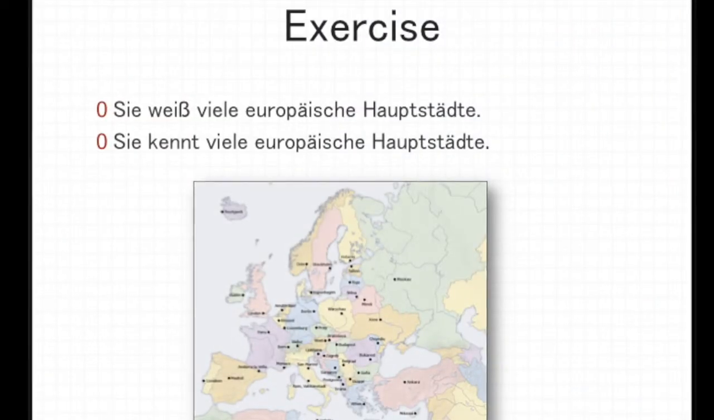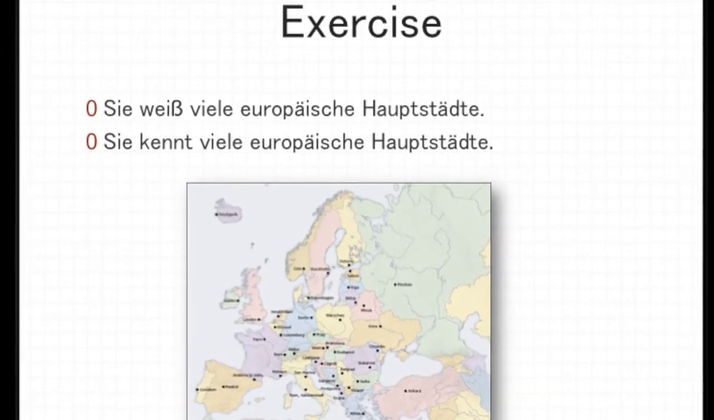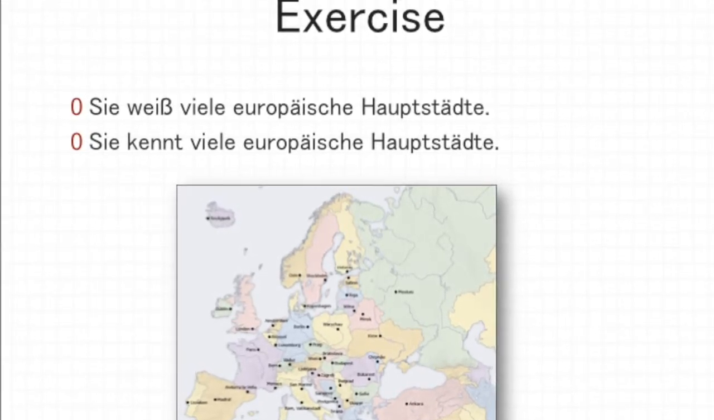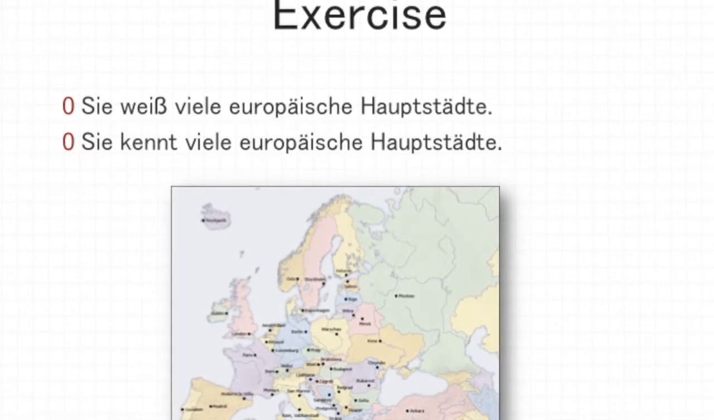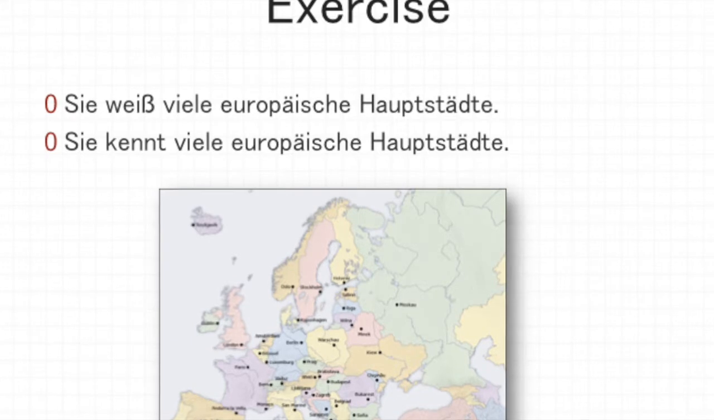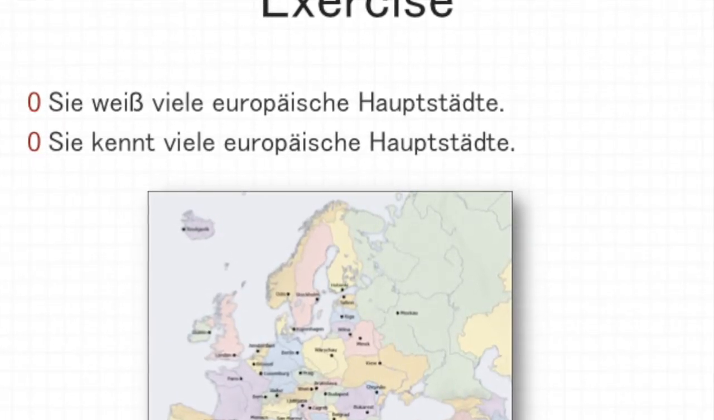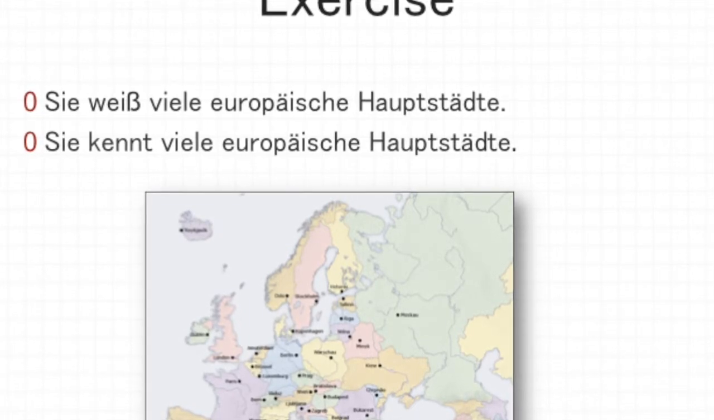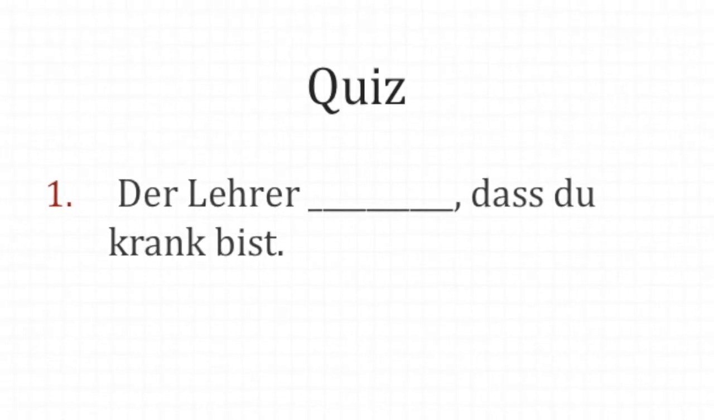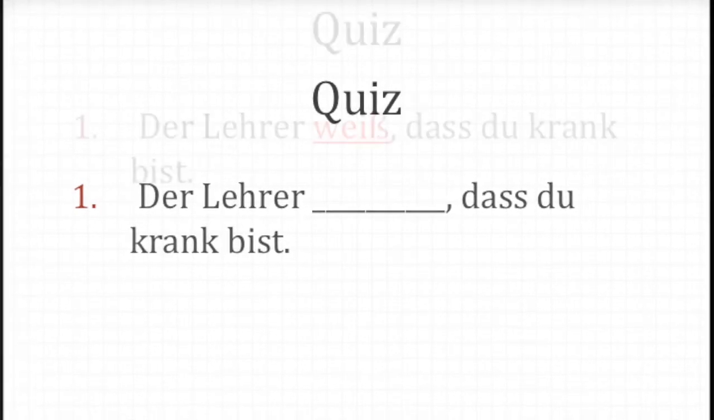Now we can practice. Look at the following two example sentences from the Rankin textbook and try to decide what the difference in meaning is. The first sentence with weiß means she knows the names of many European capital cities. The second sentence with kennt means she knows or is familiar with many European capital cities, as in she has visited them. For the following practice questions, please read through the question and fill in the blank with the appropriate form.